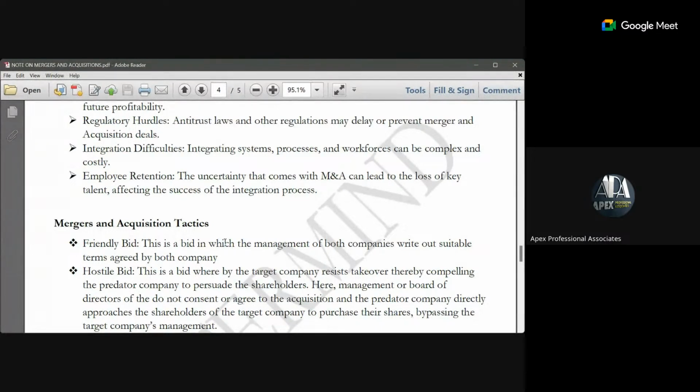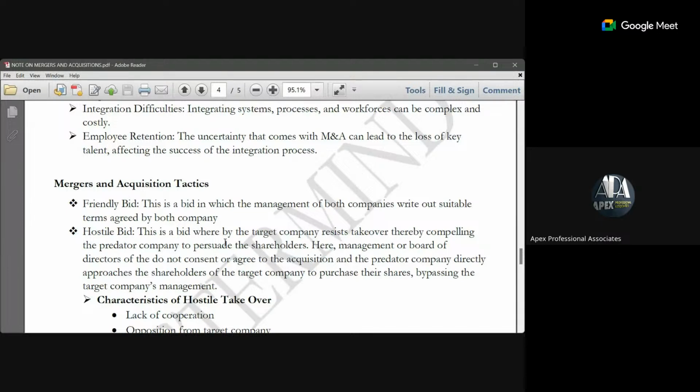We have the friendly bid. This is a bid in which the management of both companies write out suitable terms agreed by both companies. For the friendly merger, the management of both companies reach an agreement. They reach a consensus. They know what they want. They agree that A will do this, B will do this. And after everybody has met their consideration, then they can proceed to merge the businesses, or proceed to acquire the businesses.